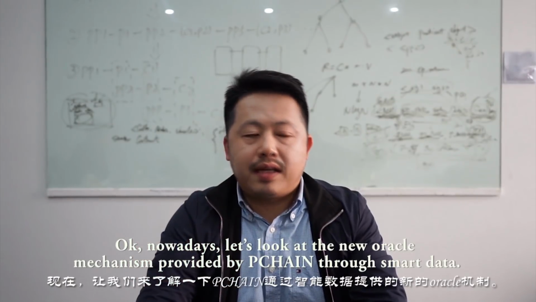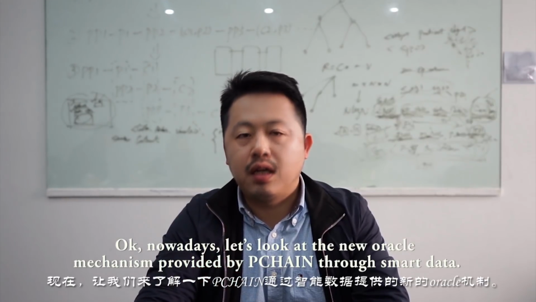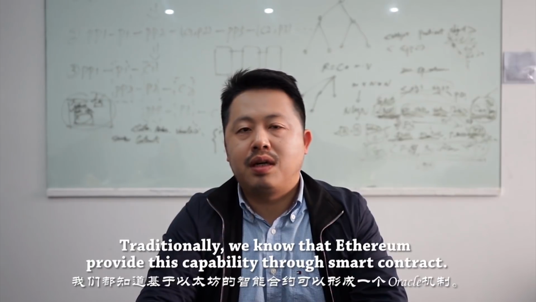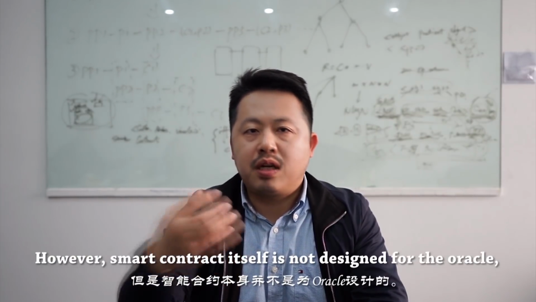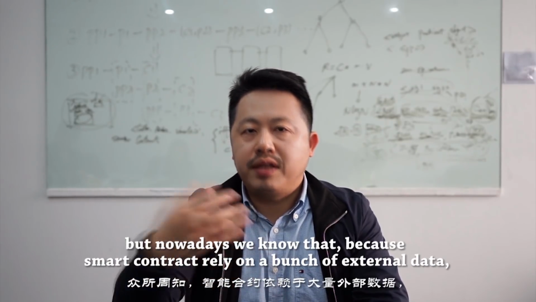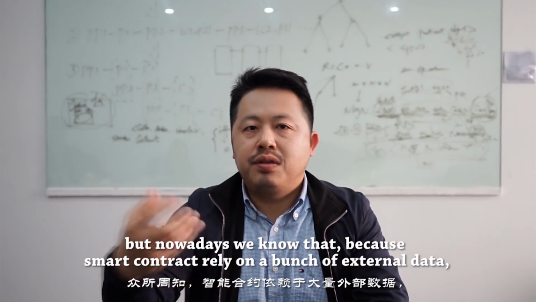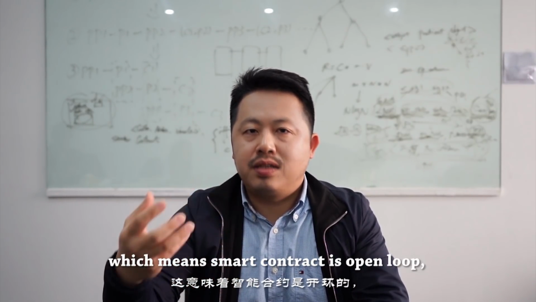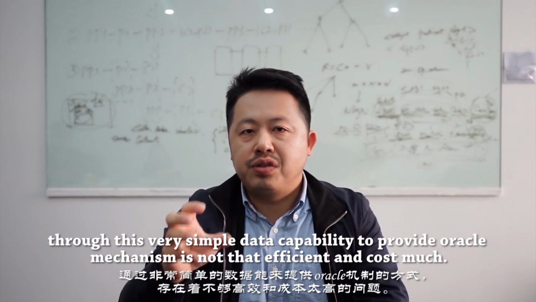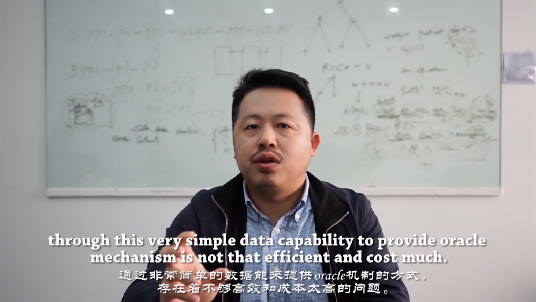Okay, now let's look at the new Oracle mechanism provided by Pchain through smart data. Traditionally, we know Ethereum provides this kind of capability through the smart contract. However, smart contract itself is not designed for the Oracle. Because the smart contract relies on a bunch of external data, which means the smart contract is open loop, providing an Oracle mechanism this way is not that efficient and costs much.